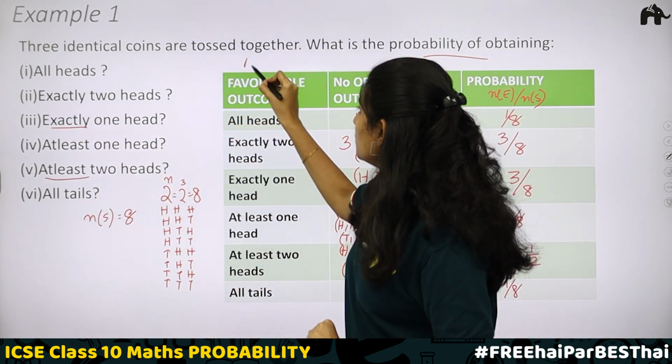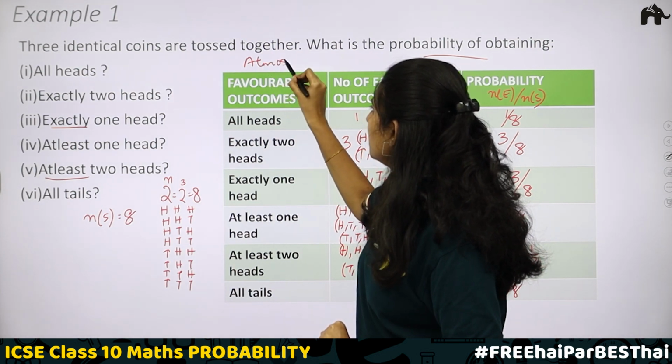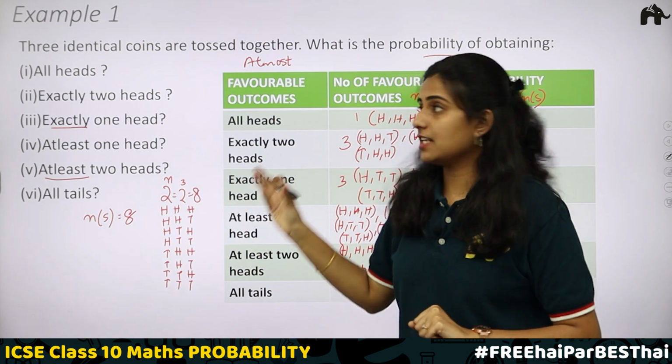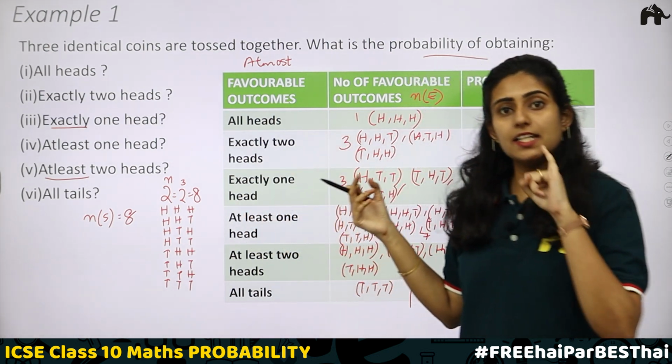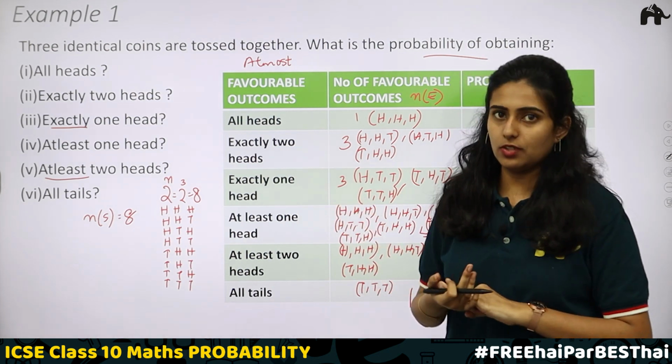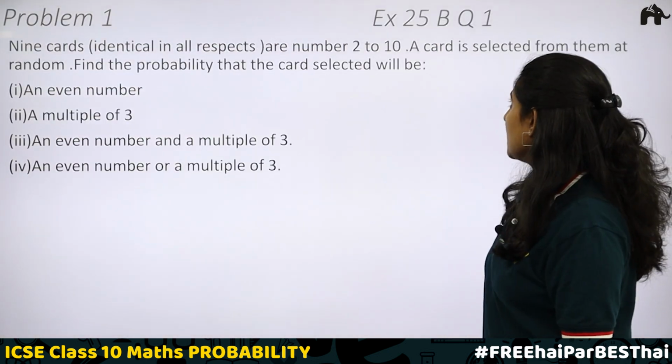Now what about at most? What does at most mean? Maximum this much. At most 1 head or at most 2 heads means either it can be 1 head or 2 heads. It cannot be 3 heads. Okay. Let us now solve problems from exercise 25B.